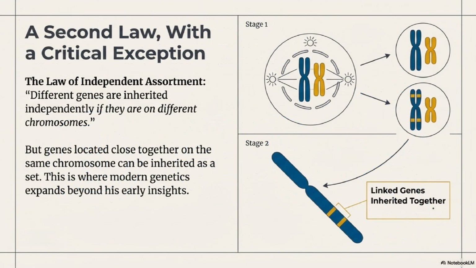Mendel also discovered the law of independent assortment, which tells us that different genes are inherited independently if they are located on different chromosomes. In cellular terms, this independence comes from the way chromosome pairs line up and separate during meiosis, but not all genes assort independently. Genes located close together on the same chromosome can be inherited as a set, something Mendel couldn't have known. This is where modern genetics expands beyond his early insights.